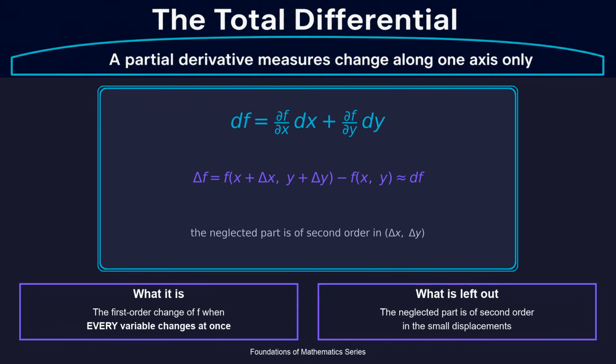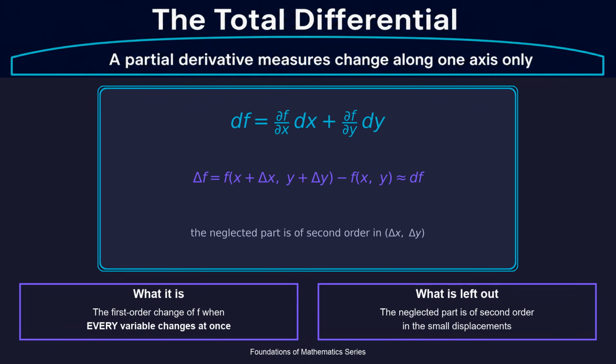A partial derivative measures the change of f along one axis only, but in many real applications, several variables change at once. When they do, the first-order change of f is the total differential. df equals the partial of f with respect to x times dx, plus the partial with respect to y times dy. Read it as a budget. Each variable contributes its own displacement multiplied by the sensitivity of f in that direction, and the contributions simply add.